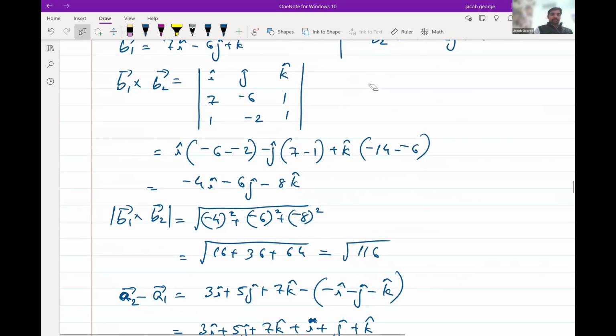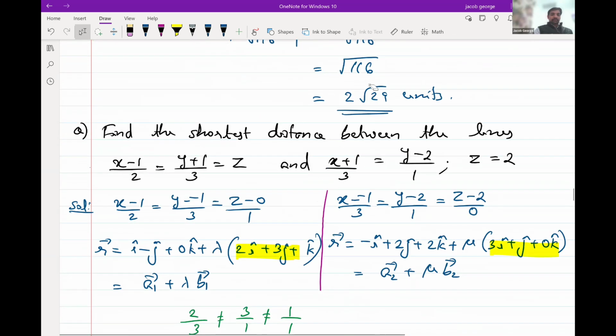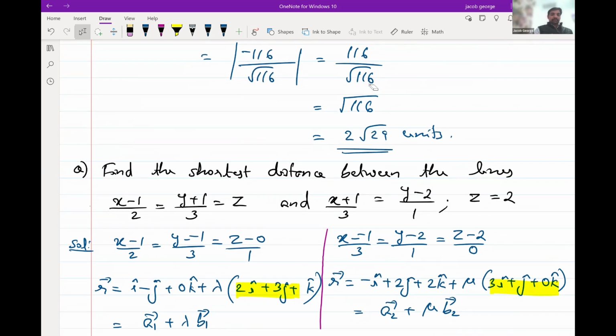Okay, so then b1 cross b2, a2 minus a1, and then you will apply it in the formula. And can you do this question? Find the shortest distance between lines. What is special to this type of question? One of the parts is detached from the main part. How do we attach it to the main part now?